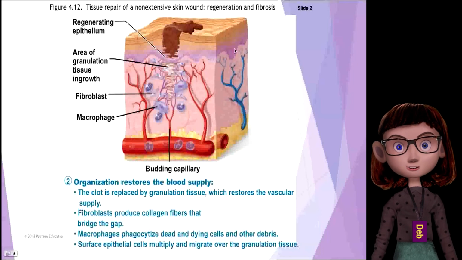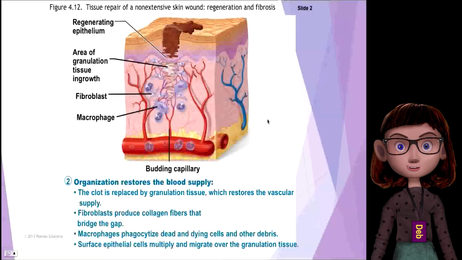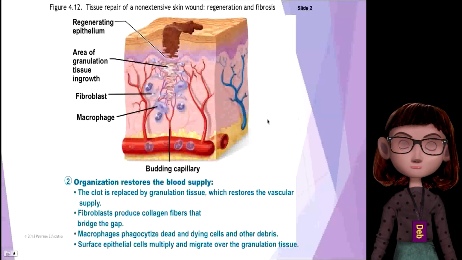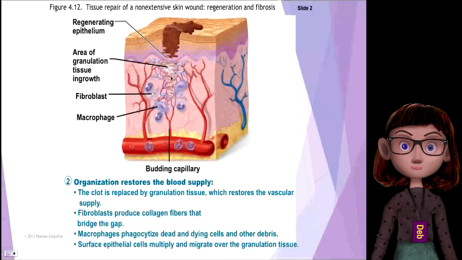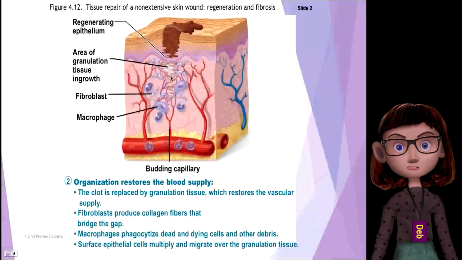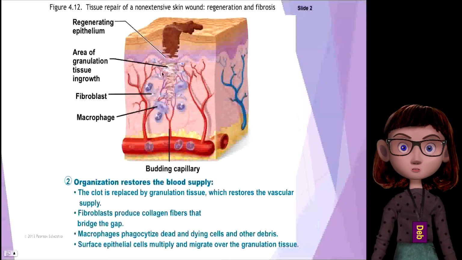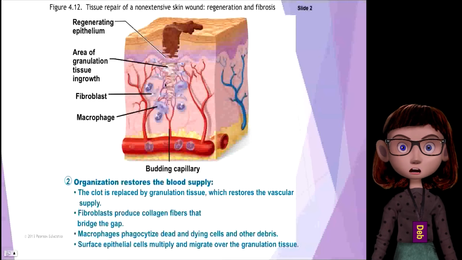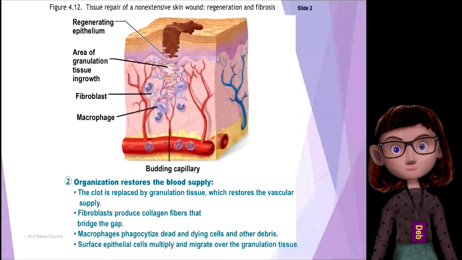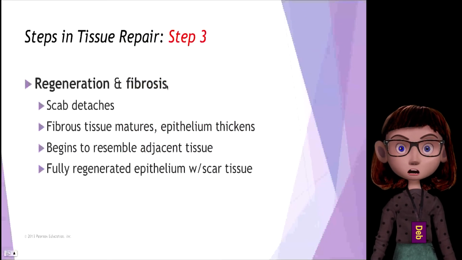So if the epithelial cells migrate to completely seal that, you may not see a scar underneath, but there will be a little scar under there because there's very few cells in the connective tissue, but connective tissue can heal itself here, the dermis right here, by increasing the production of collagen fibers. Step 3, this is called regeneration and fibrosis.